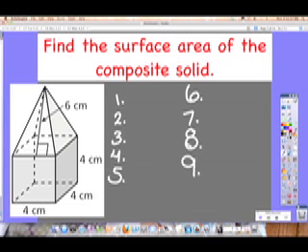Okay, so you notice it's not too bad. So tell me what you did. Joel, what did you do? I did the box first. Okay. Perfect. You did the cube. 4 times 4 is 16. Okay, keep going.